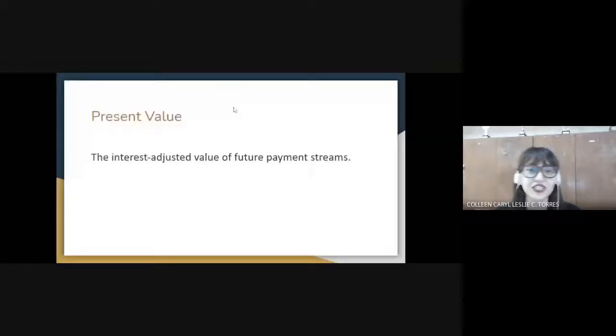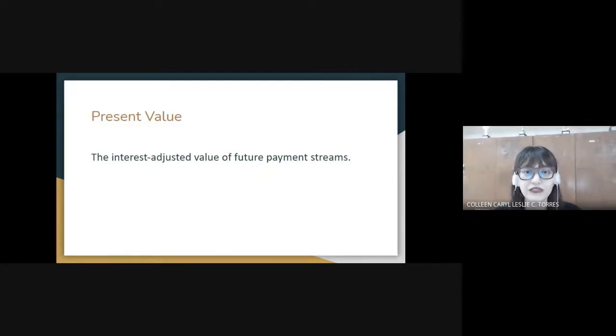Would we prefer to earn just, let's say, the time value of money? So present value refers to the time value of money, or rather, as mentioned earlier, the interest adjusted value of future payment streams. So throughout time, let's say the loan will run for about a year. So your client has a year to pay off the loan.